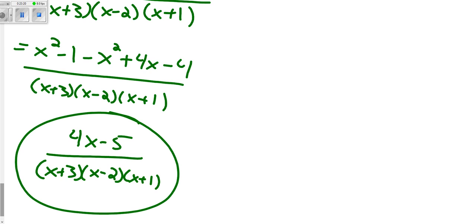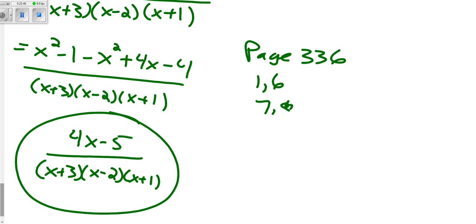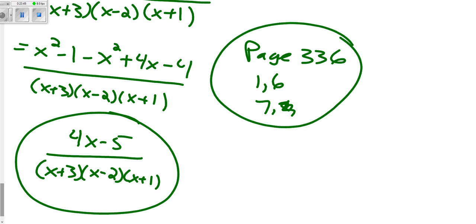Okay, so here's what I want you guys to try today. On page 336, I'm going to give out the whole assignment, but I only want you guys to do 1 and 6 today. And we'll do 7 and 8 tomorrow. And then I'm going to give you guys more of these to work on. Do 1 and 6 today, 5 and 7 tomorrow.